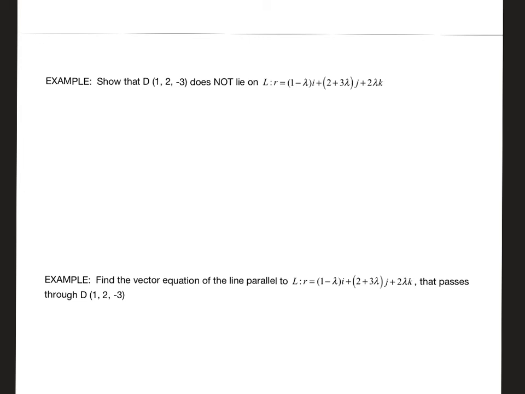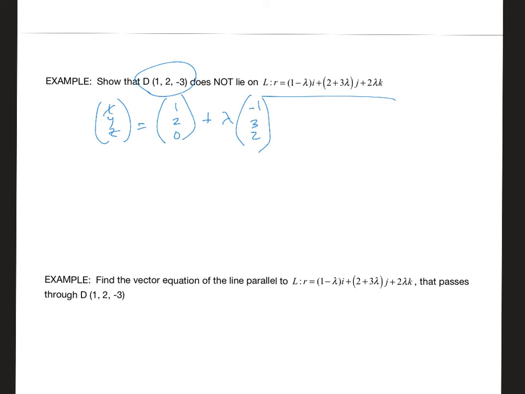Anyway, now we're trying to show that this point D does not lie on this line. So again, I'm going to take that line and rewrite it in vector form. X, Y, Z equals my ordered pair of 1, 2, 0 plus lambda times my direction vector of -1, 3, 2. Again, feel free to pause and really look at the equation that's given and how you change that into this form. It's really important that you're able to do that.